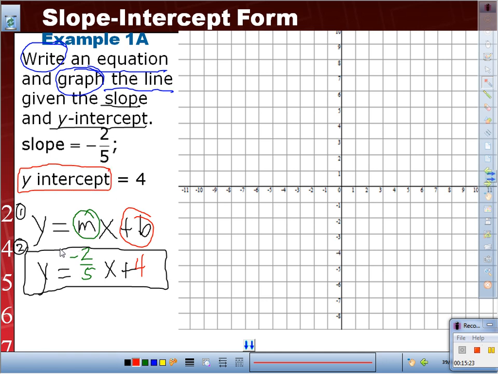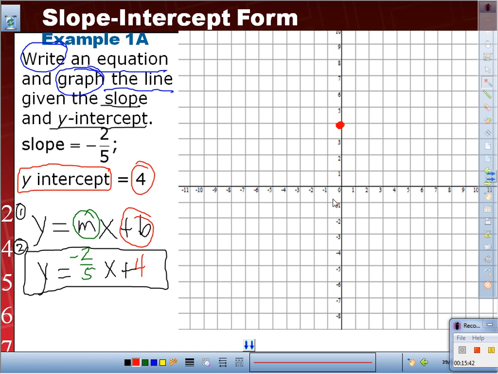What does y-intercept mean? It's where my graph crosses the what? The y-axis. So here's my y-axis. Where is it going to cross? At what? At 4. Here's the y. It's going to cross at 4, which is right there. So can you picture it crossing at that point? Yes. However, to put some points on the graph here, I need to use my slope.